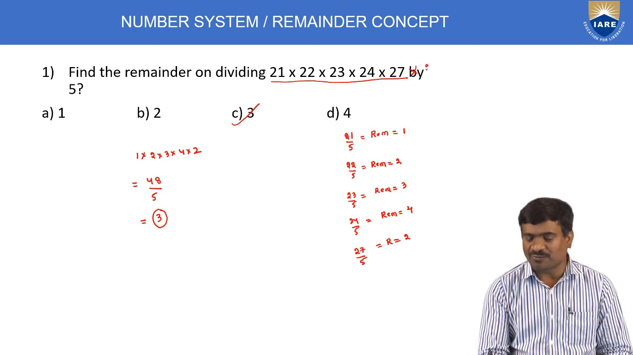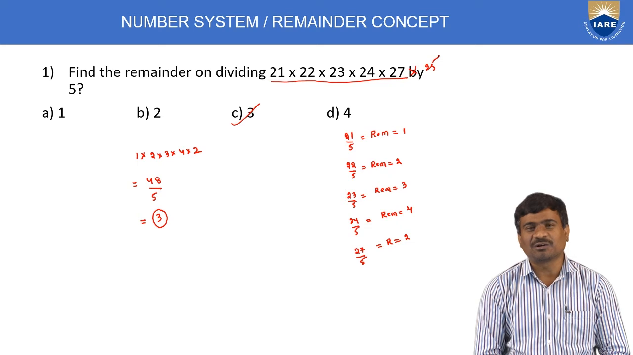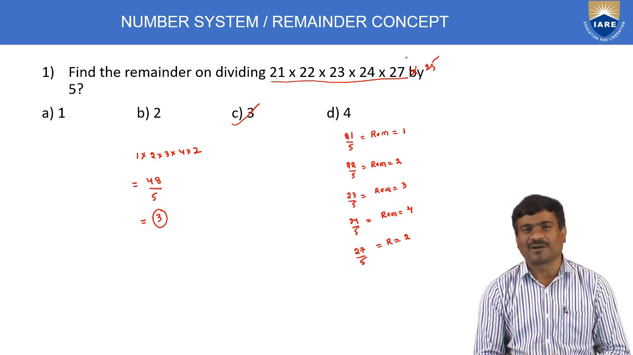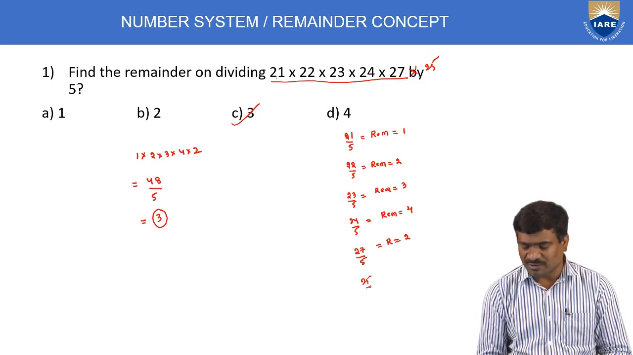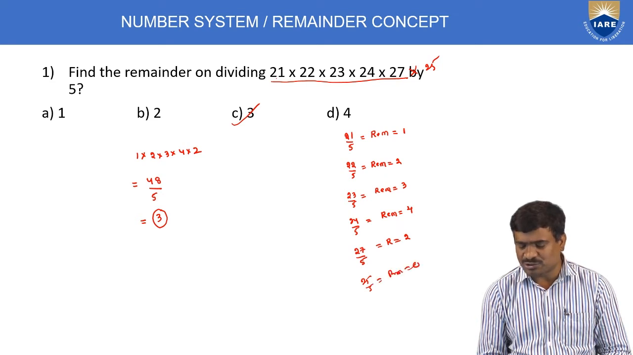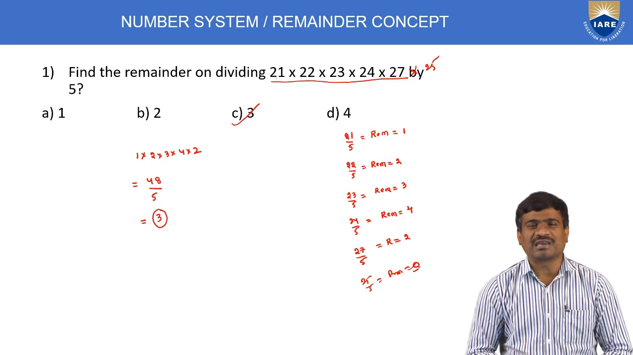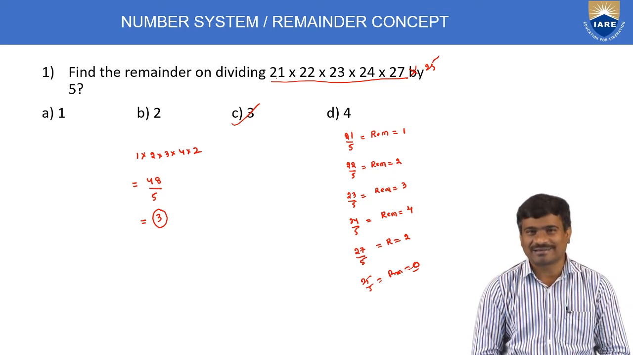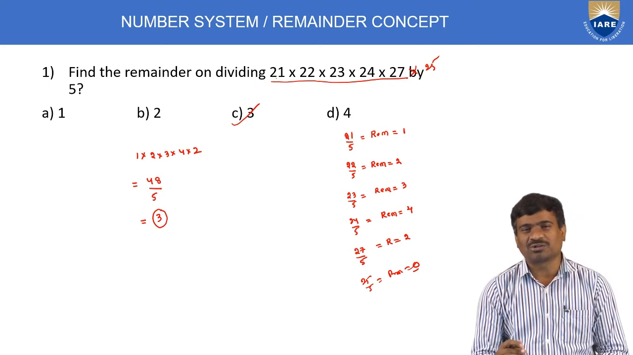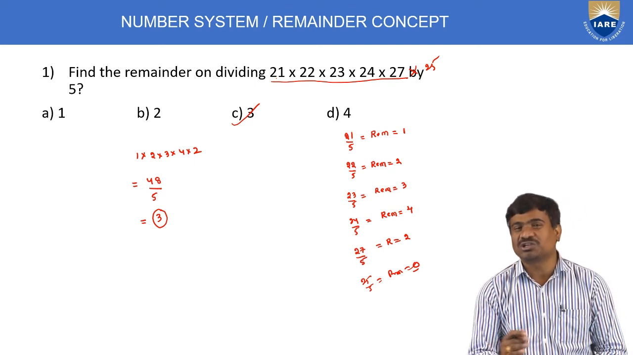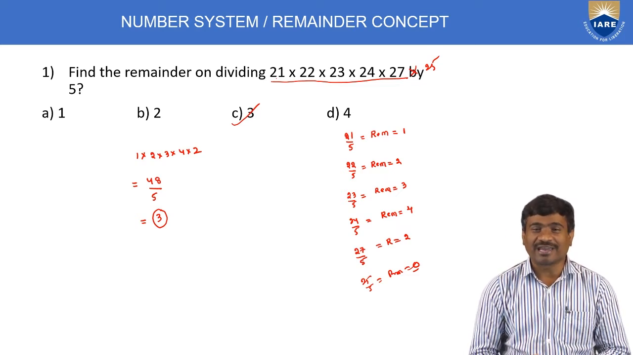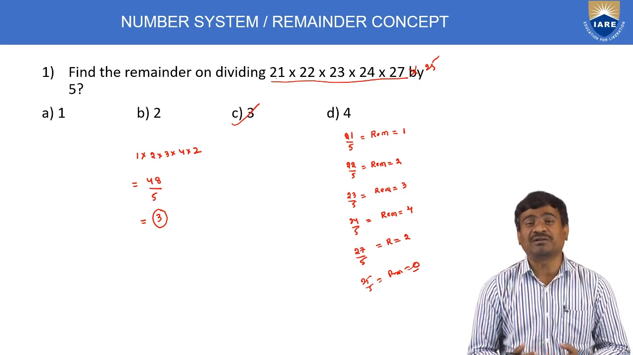Suppose the same example: 21, 22, 23, 24, 27, 25. The last one, 25 divided by 5, the remainder is equal to 0. 25 is exactly divisible by 5, remainder 0. Next apply the operator: 1 into 2 into 3 into 4 into 2 into 0. If 0 is multiplied by any number, it is 0. Again divided by 5, 0 by 5, remainder 0.